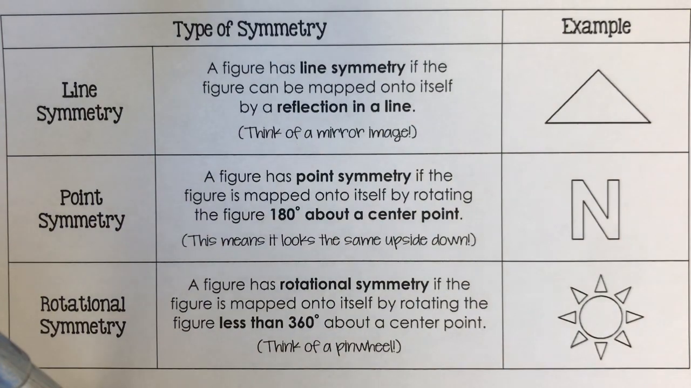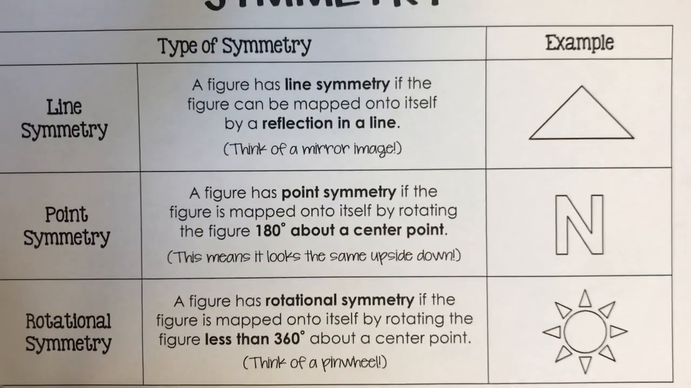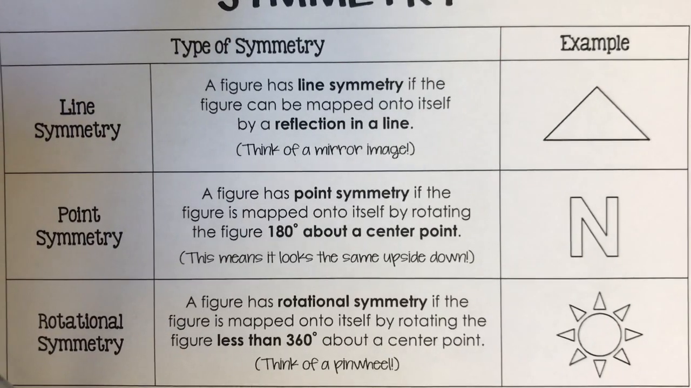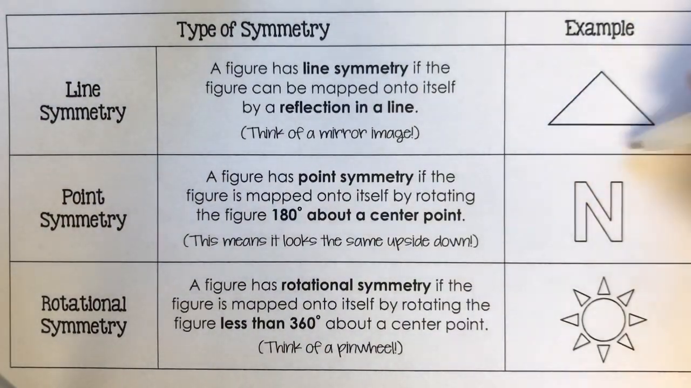So today's lesson should be a fairly simple one. We are looking at symmetry, and so there's three different types. This first one is line symmetry. This is the symmetry that we learned in elementary school. And so we looked at this triangle.